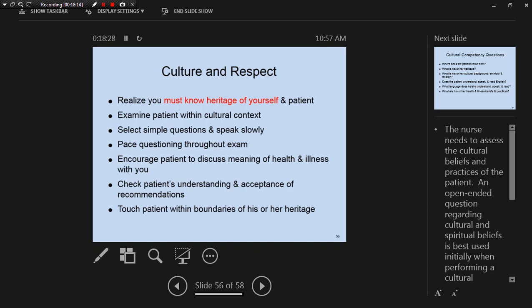Okay, so looking at cues. We want to encourage our patients to discuss their meanings of health and wellness. And then obviously checking to make sure the patient has understood or they've accepted the recommendations that we've given them. And then touch, we said, is within the boundaries of their culture.